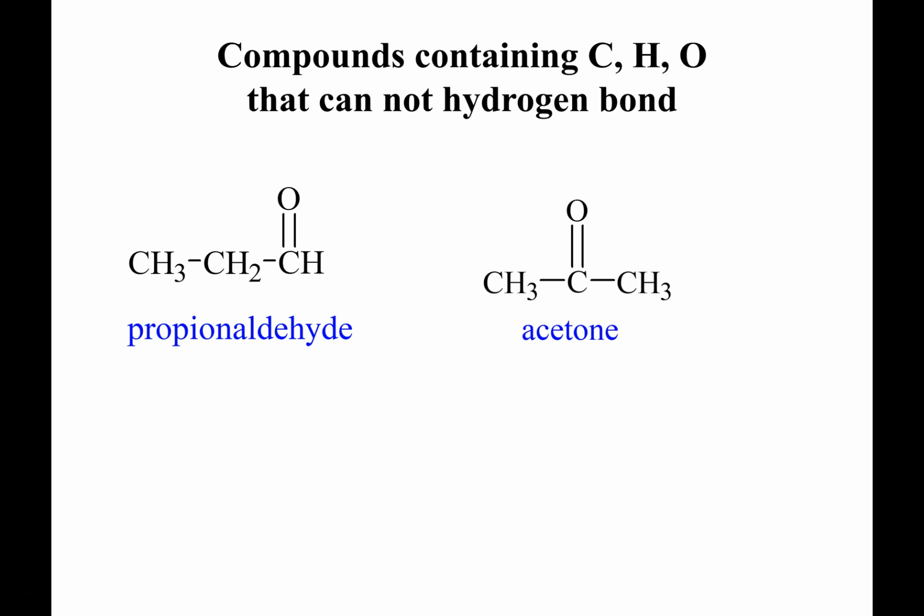Prop means a 3 carbon chain. Then this is an example of a ketone. The difference is that an aldehyde has the hydrogen on the terminal end. In a ketone, the double bond oxygen is embedded somewhere in the carbon chain. So this is an aldehyde. Aldehyde, ketone.